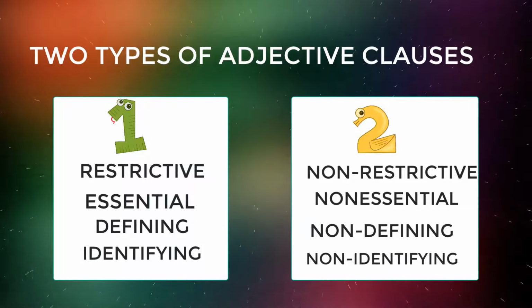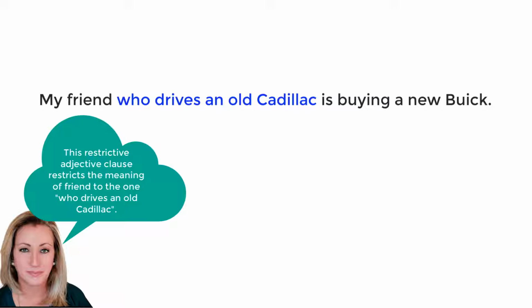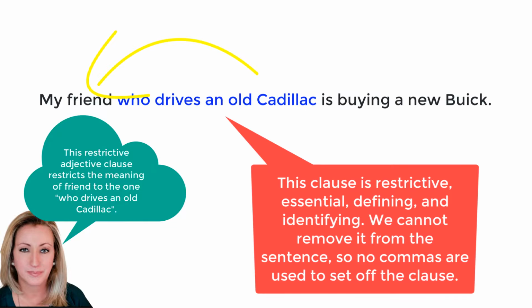Let's look at these two examples. My friend who drives an old Cadillac is buying a new Buick. In this example, you'll notice that there are no commas setting off the adjective clause, who drives an old Cadillac. The reason is that this clause is essential when defining my friend. Since I have many friends, you would not know who I am talking about. But if I say who drives an old Cadillac, you know who my friend is. In this example, the adjective clause is restricting the meaning to my friend, the one who drives the old Cadillac.